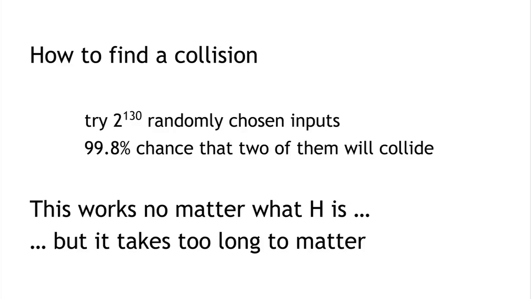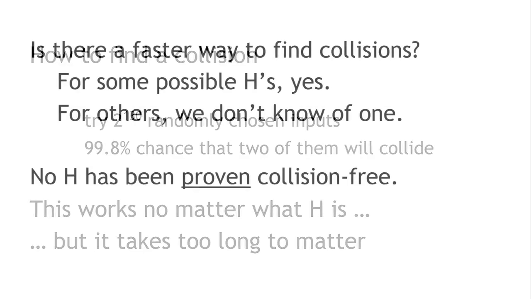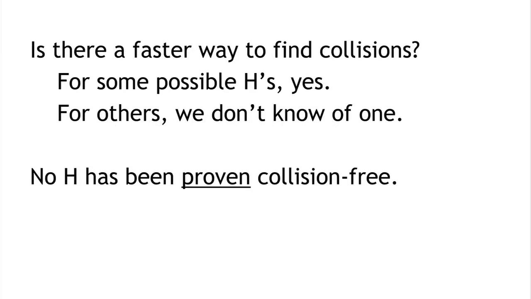The question is, is there some other method that could be used on a particular hash function in order to find a collision? And that's the question that is harder to answer. Is there a faster way to find collisions? Well, for some possible values of hash functions, of course there are. For example, if our hash function were to simply take the input modulo 2 to the 256, that is, it just selected the last 256 bits of the input, then we would know an easy way to find a collision. One collision would be the values 3 and 3 plus 2 to the 256. So for some possible values of the hash function, it's very easy to find a collision. For others, we don't know.